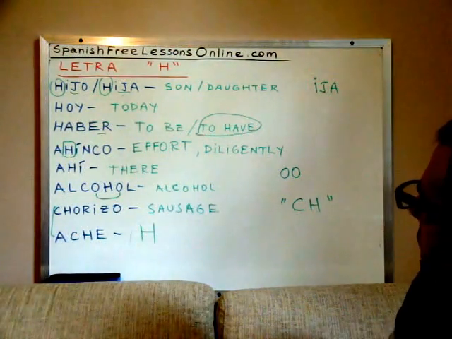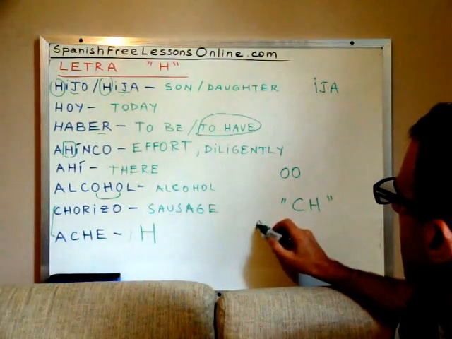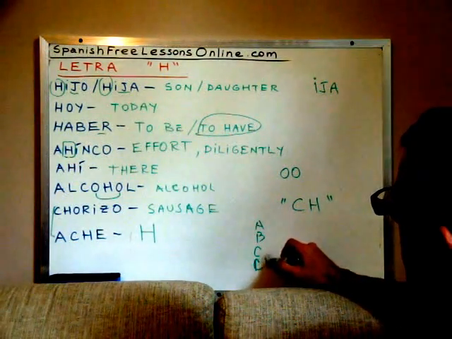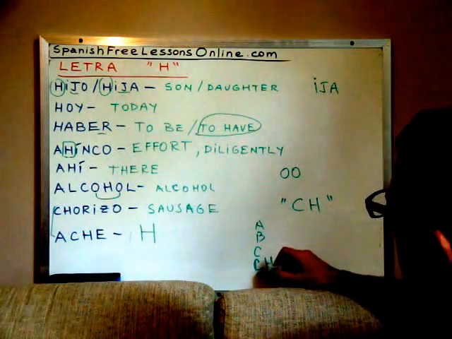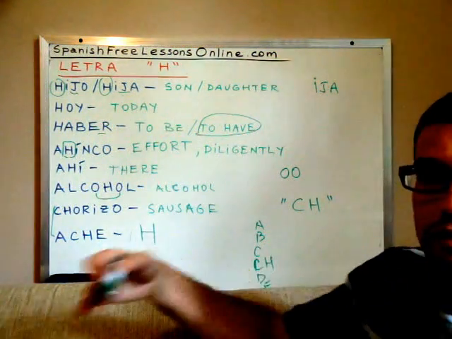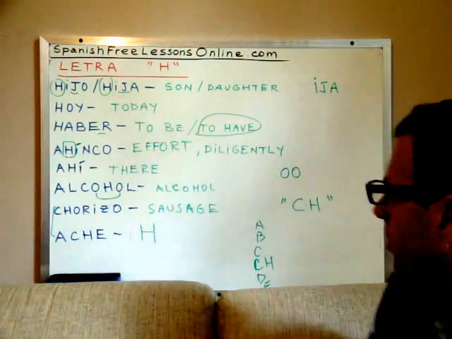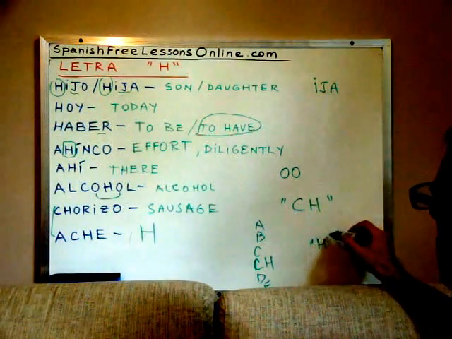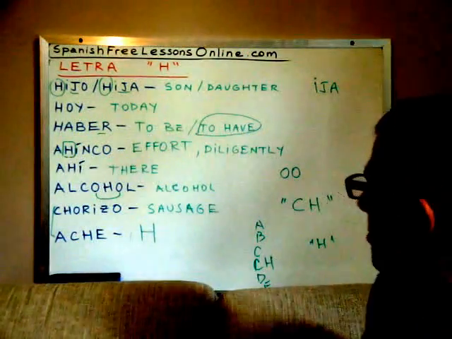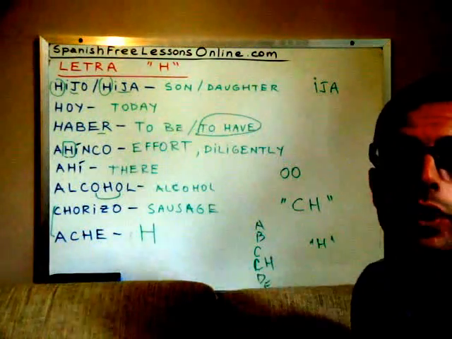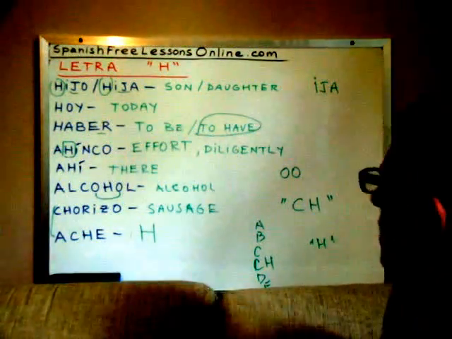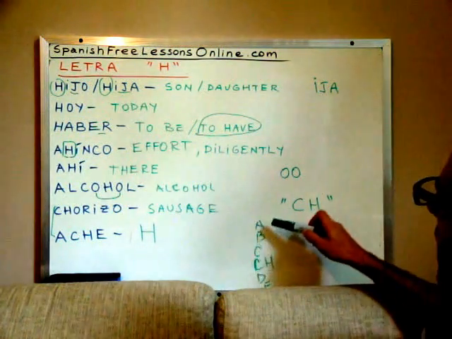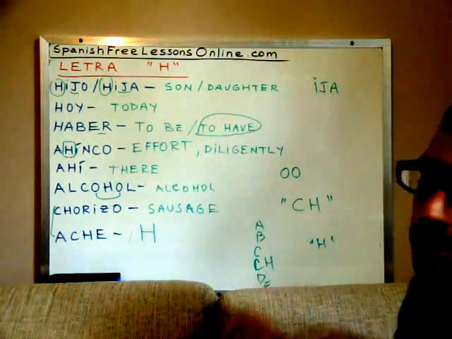So the alphabet would be A, B, C, Ch, D, E, F, G, H, I. Okay? So the H would also, of course, be one letter of the alphabet. But the CH, since it had a pronunciation of itself, was also included as a letter of the Spanish alphabet. A, B, C, Ch, D, E.